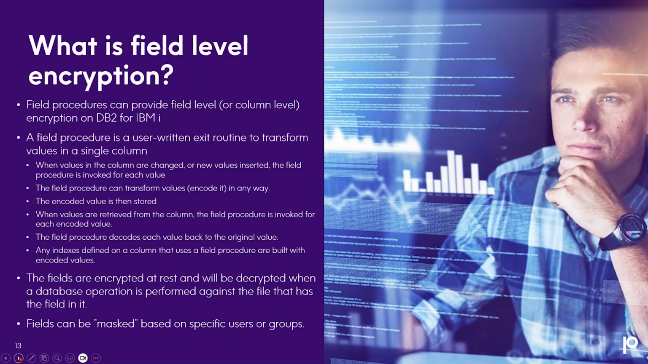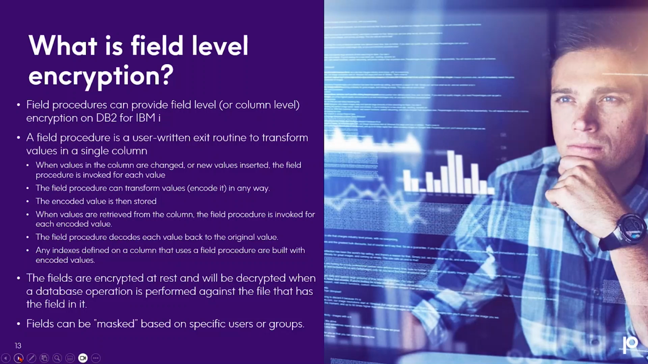So when the values are retrieved, the field procedure is invoked for each encoded value. It's decoded back to the original value for use. And that could be interactive. It could be a report. It could be an SQL statement. It could be DBU. And then any indexes that are defined or keys that are defined on a field that uses a field procedure are built with those encoded values. So the fields are encrypted at rest. That's an industry term, and they'll be decrypted automatically via a database operation.